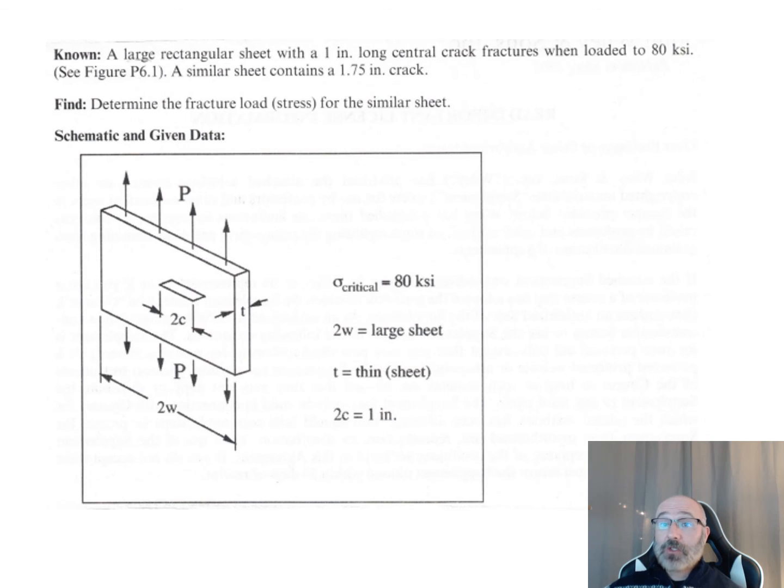So what I want to do next is go through my hand solution to a simple problem from our textbook. In this problem, we have a large rectangular sheet with a 1-inch long central crack. This fractures when loaded to 80 KSI, as we can see in the diagram down below. And a similar sheet contains a crack of 1.75 inches. They want us to determine the fracture load or stress for the similar sheet.